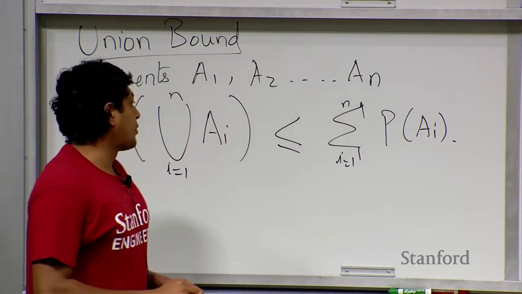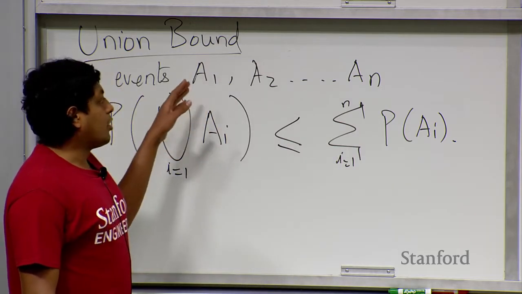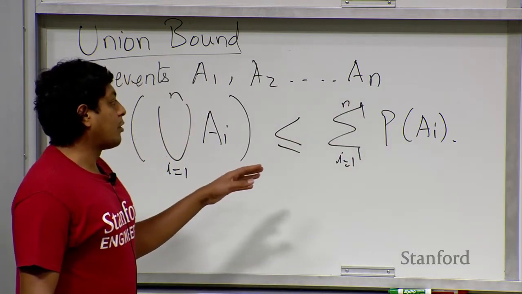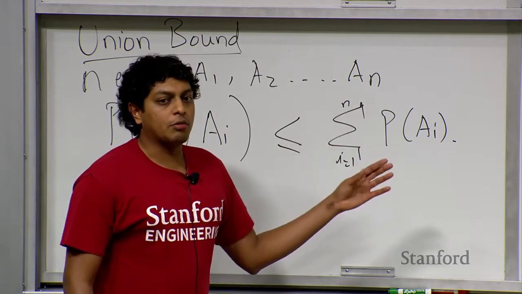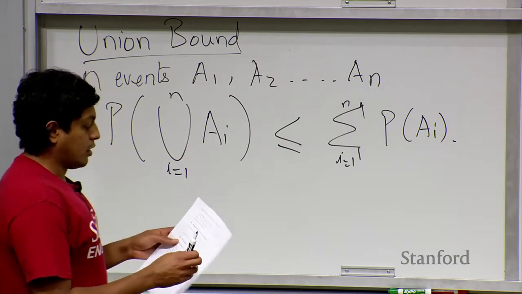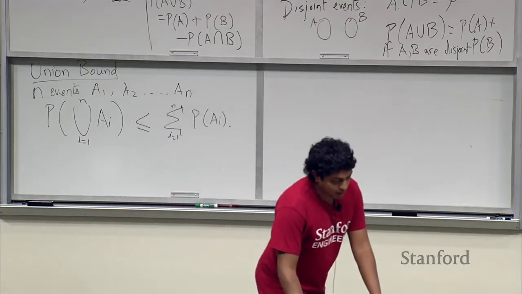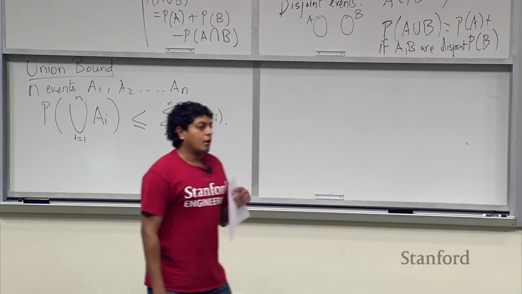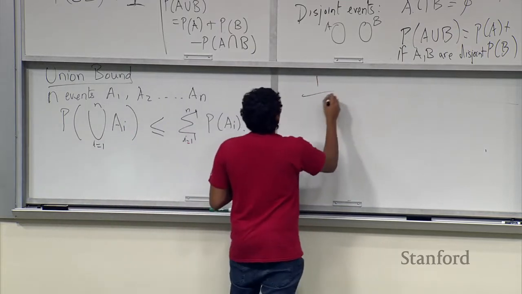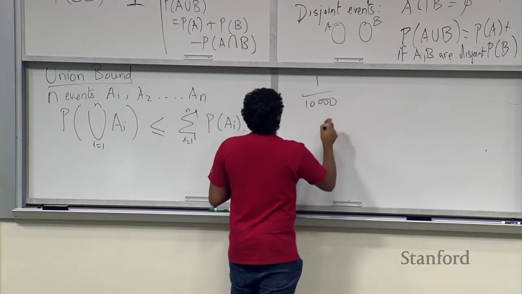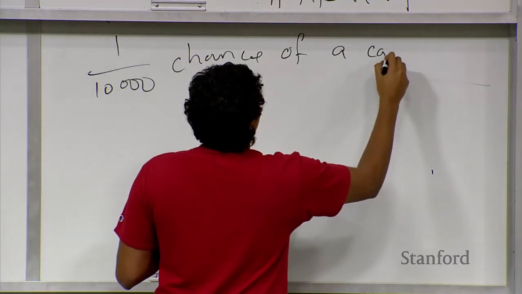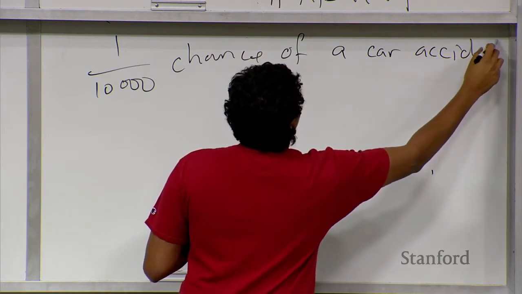In English, this means that the probability of A1 or A2 or A3 or all the way up to AN happening is less than or equal to the probability of A1 happening plus the probability of A2 happening plus the probability of A3 happening. This is called the union bound. It is useful, so let's look at an example of how you would use it. Let's say you had a 1 in 100,000 chance of a car accident on a given day.